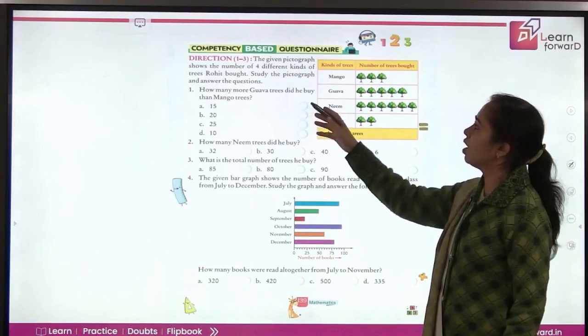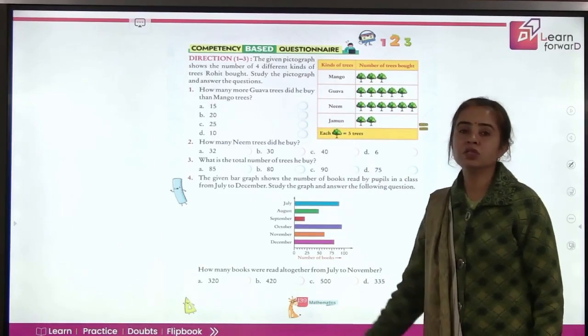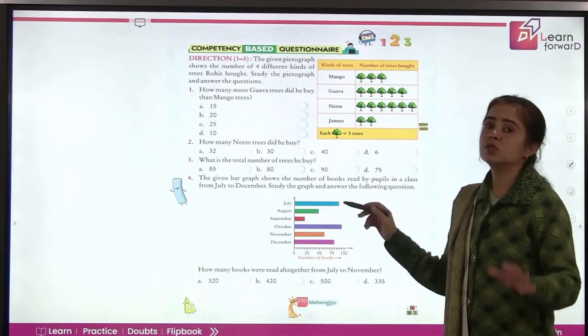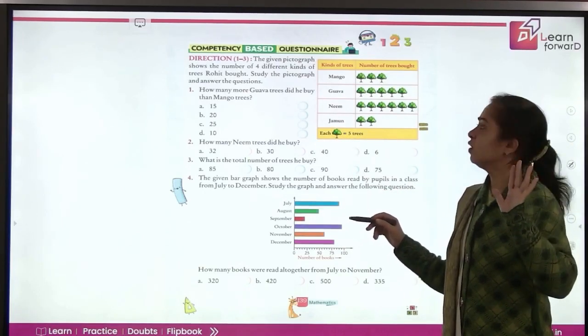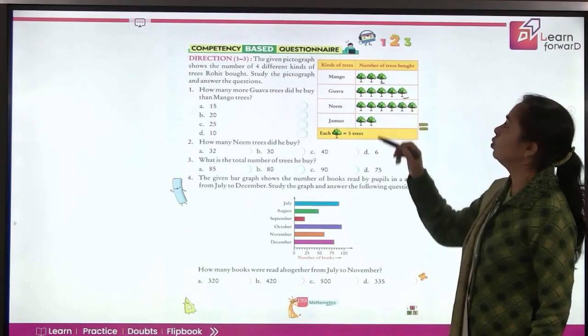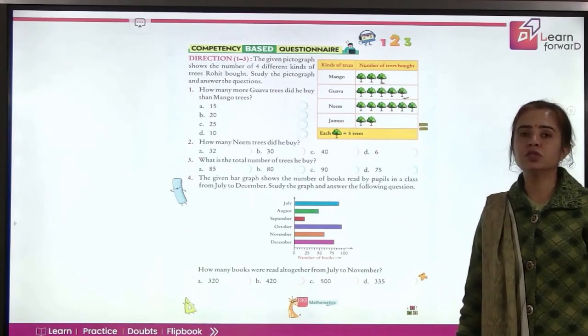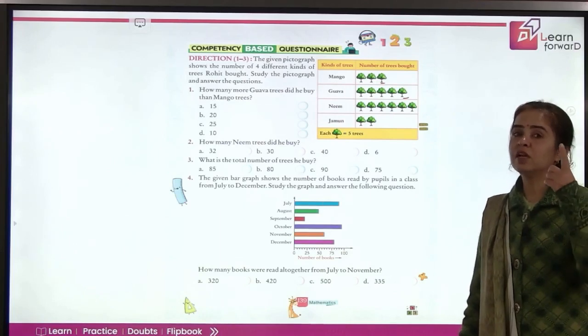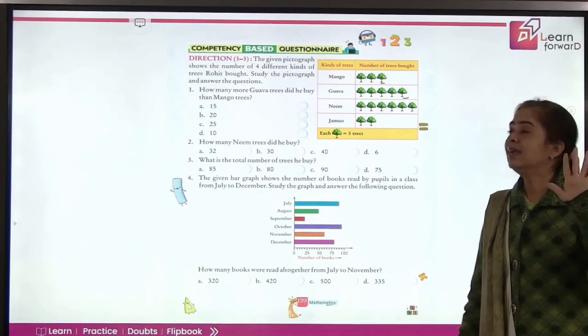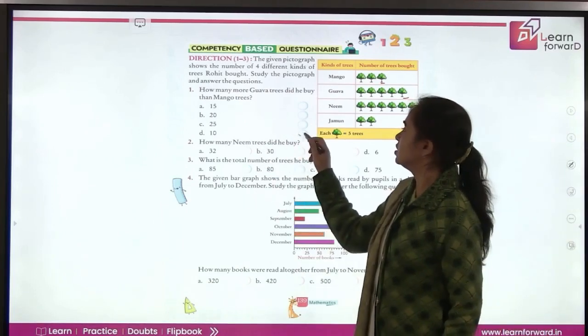How many more guava trees did he buy than mango trees? So look at the scale first. Each picture is equal to 5 trees, and they are talking about more guava trees compared to mango. So how many more pictures do you see? 2 pictures, and 1 picture is equal to 5 trees. That means 2 pictures is equal to 10 trees. So this is your correct answer.